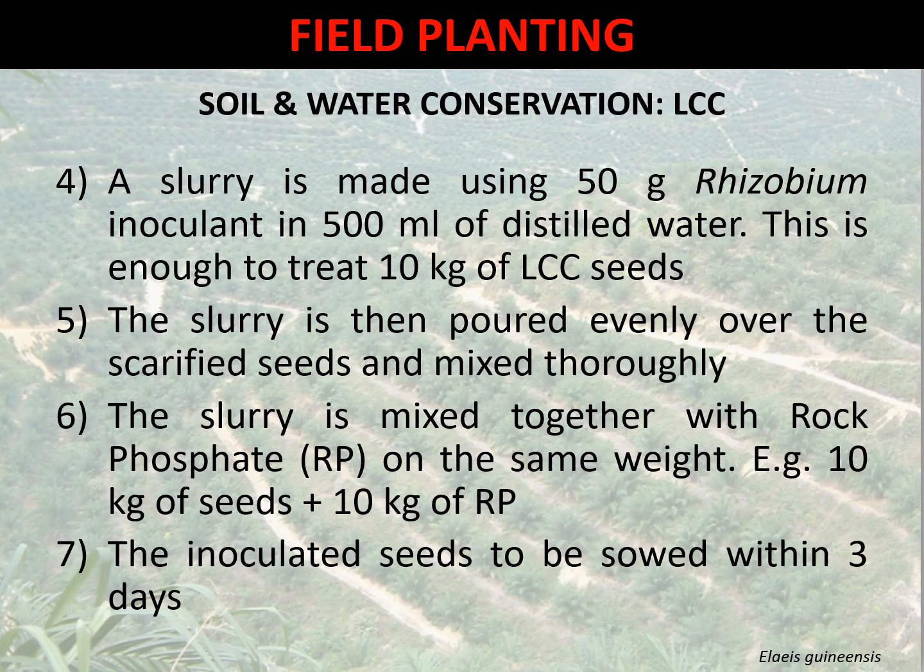The slurry is then poured evenly over the scarified seeds and mixed thoroughly. The seeds are then mixed together with the rock phosphate of the same weight. For example, 10 kg of seeds will require 10 kg of rock phosphate. The inoculated seeds need to be sowed within 3 days.